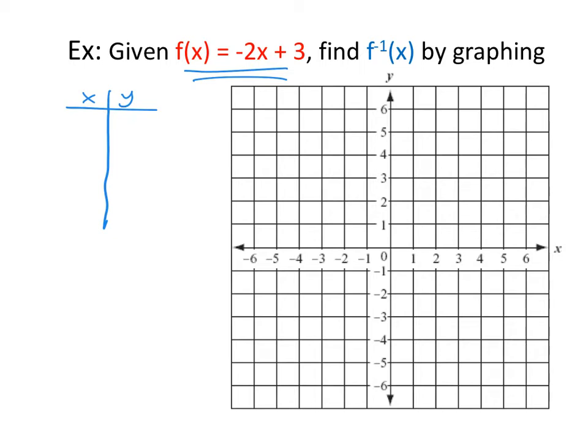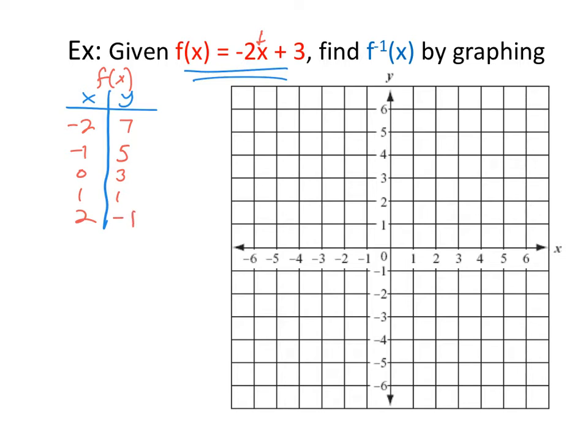I want to choose some points in the negative direction, so I want to choose -2, maybe -1, 0, 1, and 2. Let's choose these 5 points. Again, this is for f of x. If I plug in -2 for x here, I get -2 times -2, which is +4, plus 3 gives me 7. If I plug in -1, I get 5. If I plug in 0, I get 3. If I plug in 1, I get 1. And if I plug in 2, I get -1.